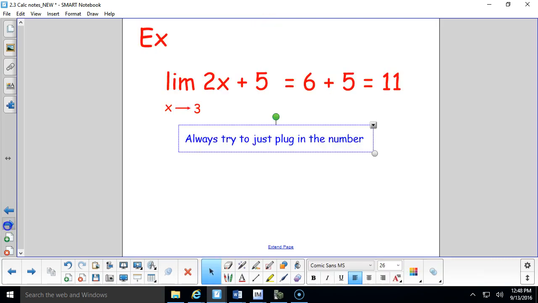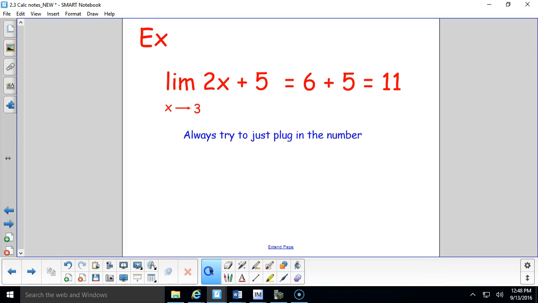So on this kind of a problem, you'll almost never see this kind. But this is how you find the limit. This is the limit of 2x plus 5 as x approaches 3.